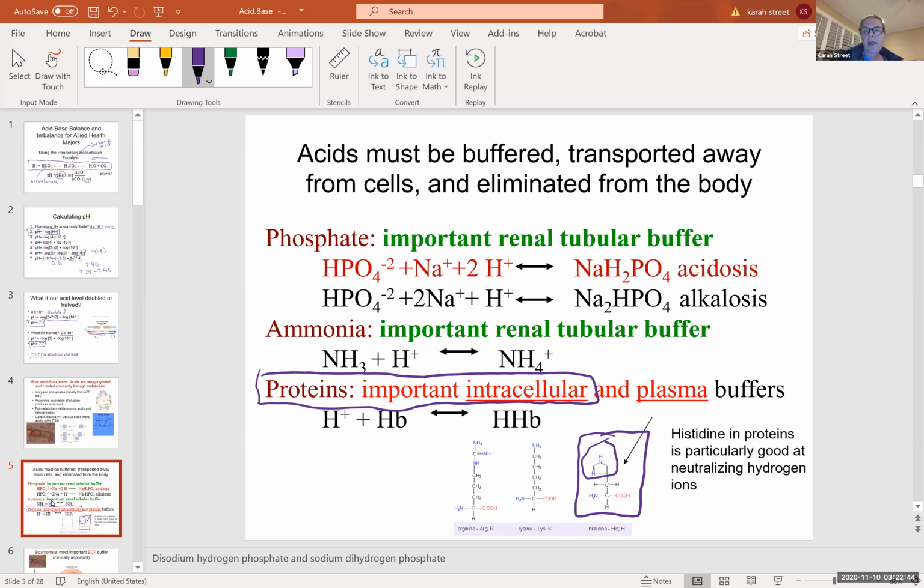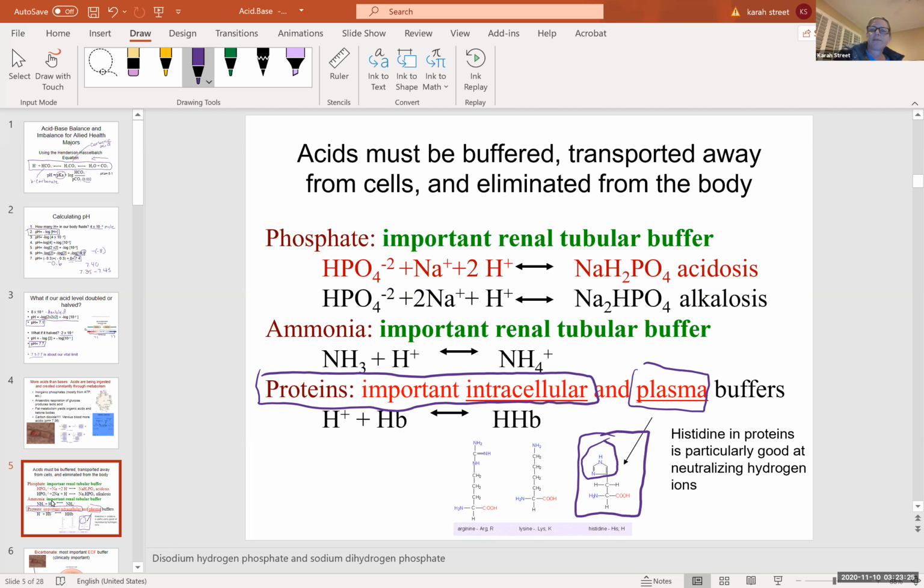Well, thankfully, in the plasma, we also have proteins. We've got albumin, and albumin has quite a bit of histidine residues. And even red blood cells floating in the plasma have a lot of hemoglobin. We know that from unit one, and hemoglobin has a lot of histidine. So thankfully, proteins are the most important intracellular and plasma buffers. They are very abundant, but it's still not the most clinically important buffer system.